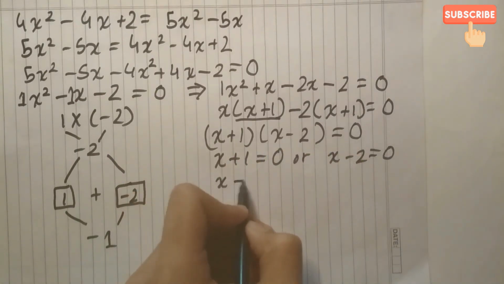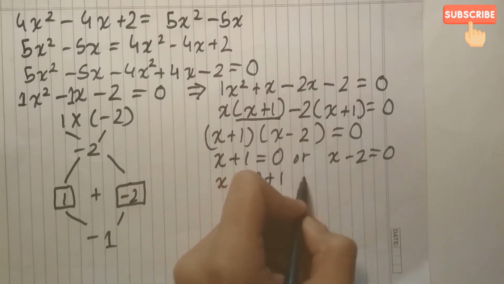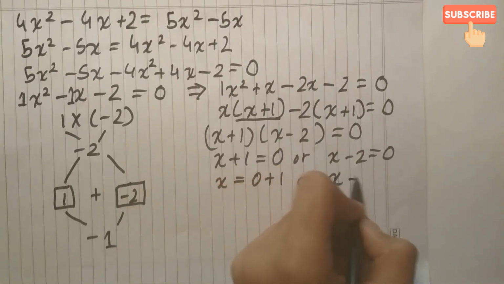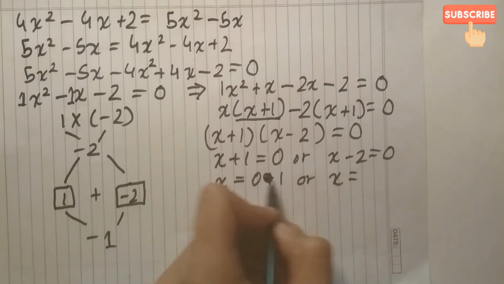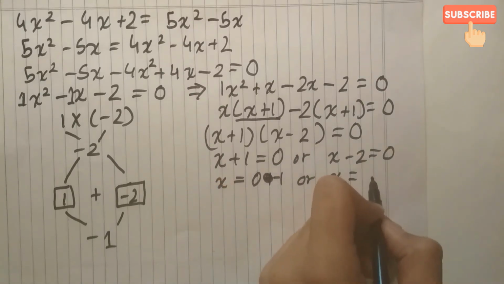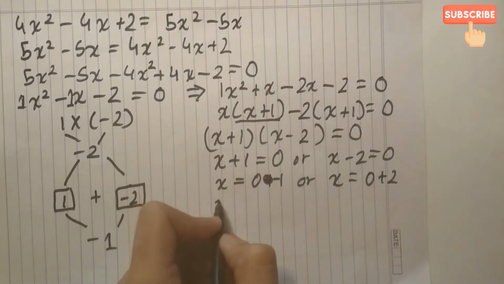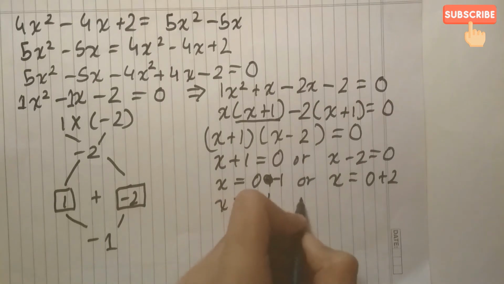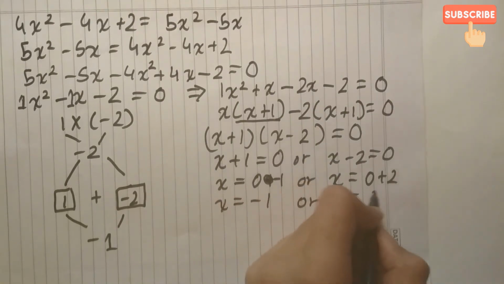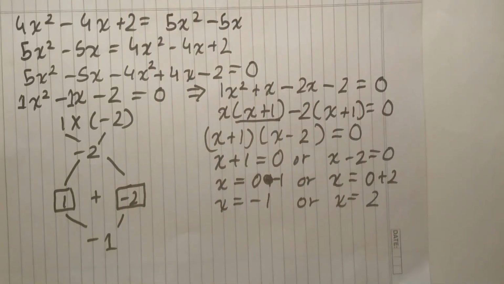So x equals 0 minus 1, I'm sorry, and we get 0 plus 2, so that is x equals minus 1 or x equals 2. And we have solved this question.